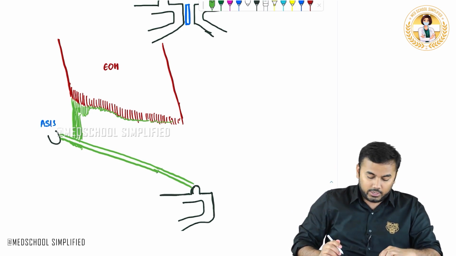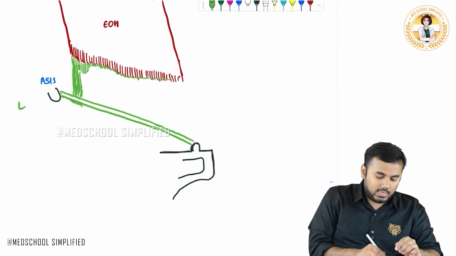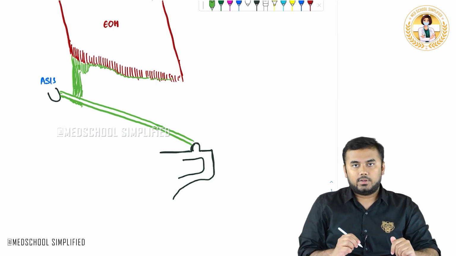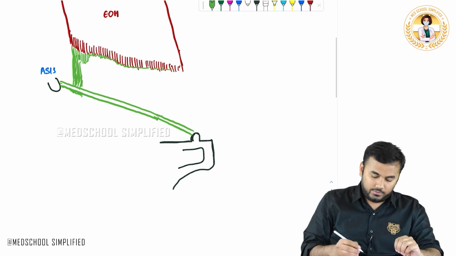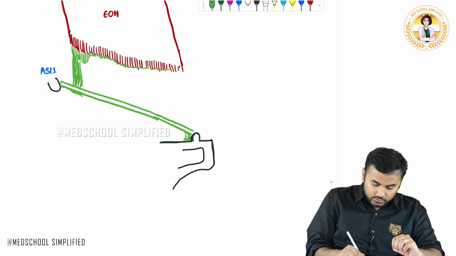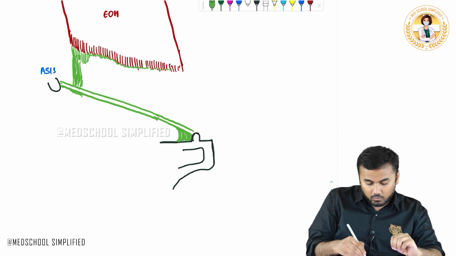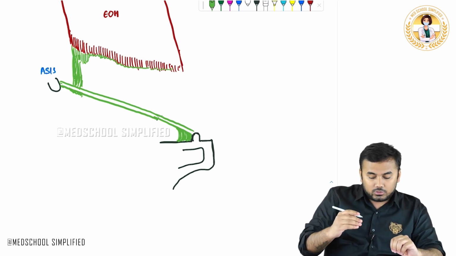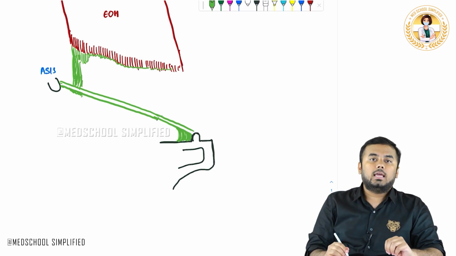Another important thing is that all of you know this is the lateral end and this is the medial end. Now on the medial side, some of the fibers of the inguinal ligament are reflecting backwards like this. This reflection of inguinal ligament fibers backward and laterally, they are going laterally in this way. So this is called the lacunar ligament.